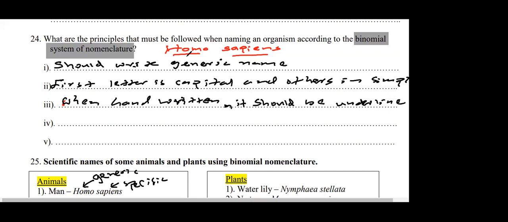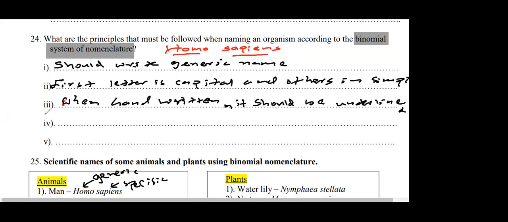Don't memorize these rules or the standards. You remember these rules with the name of human, the scientific name of man, Homo sapiens. So you remember that word, Homo sapiens, with a capital H. And when you are writing, it should be underlined. When printed, it must be in italics.